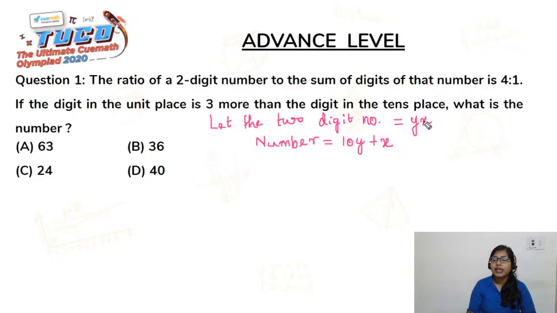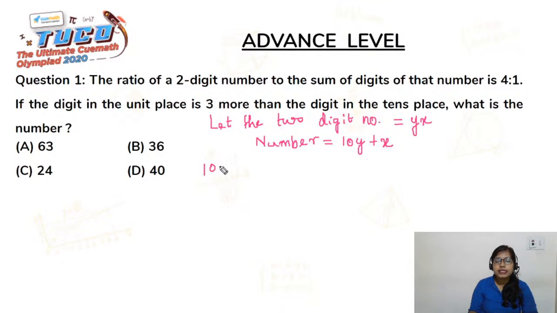Because why do we multiply 10 to y? Because y is at 10th position. So this is the place value of the digit y, 10 times of y. We multiply the respective digit with its place value, which is 10 times y, plus x would be multiplied with 1, which is x itself. Okay, and the sum of the digits is nothing but y plus x.